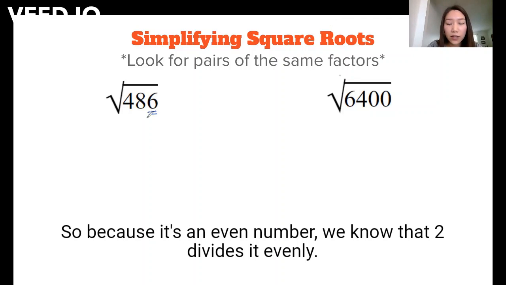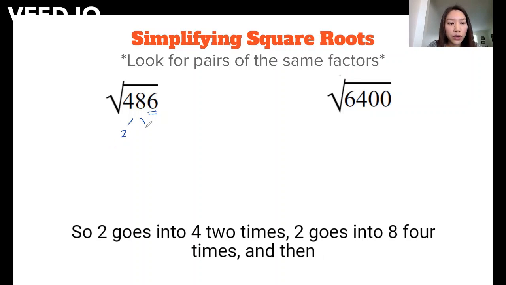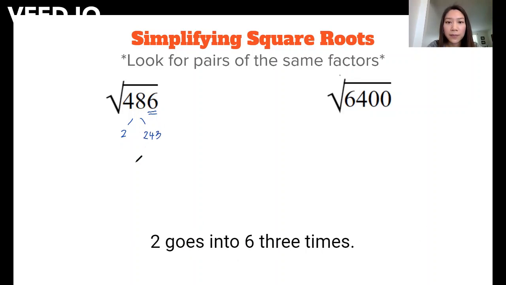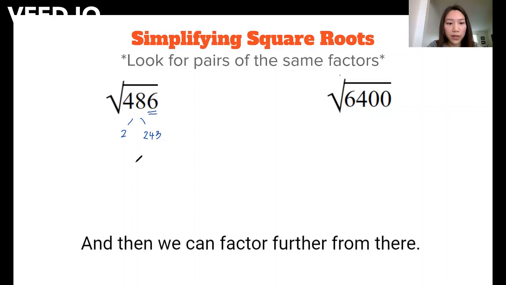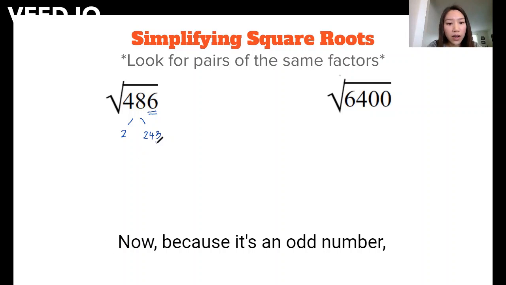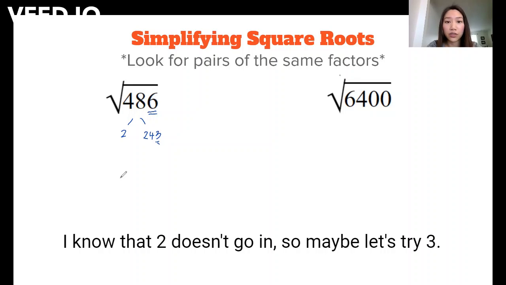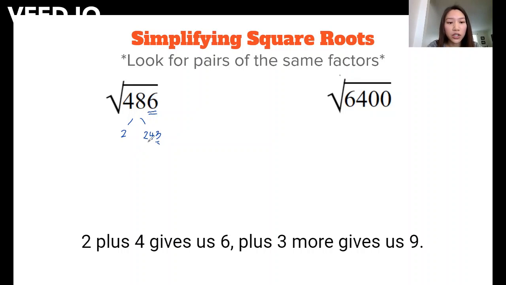So because it's an even number, we know that 2 divides it evenly. So 2 goes into 4 2 times, 2 goes into 8 4 times, and then 2 goes into 6 3 times. And then we can factor further from there. Now, because it's an odd number, I know that 2 doesn't go in, so maybe let's try 3. So let's add up the digits. 2 plus 4 gives us 6, plus 3 more gives us 9.